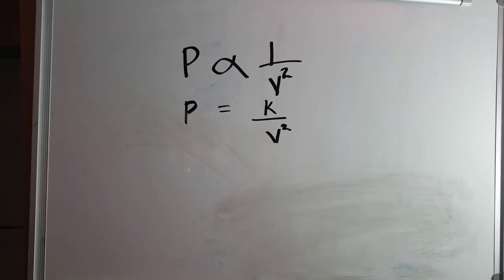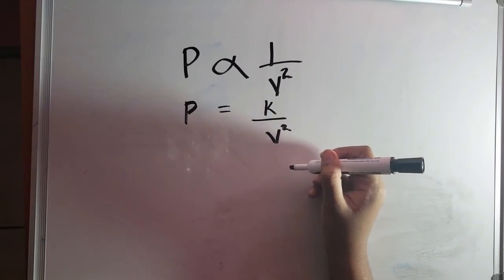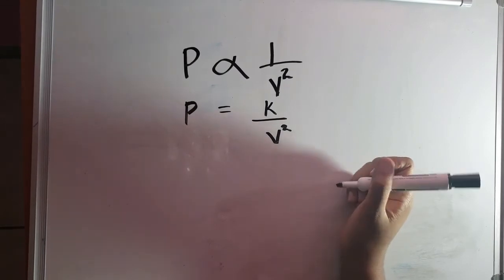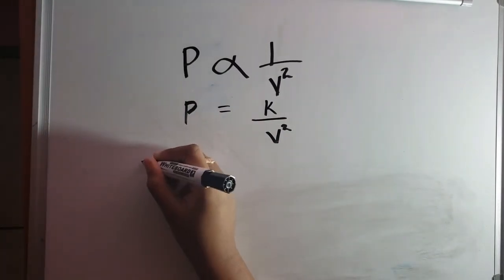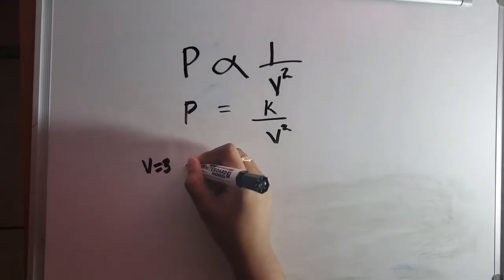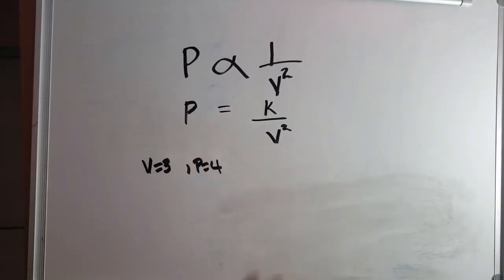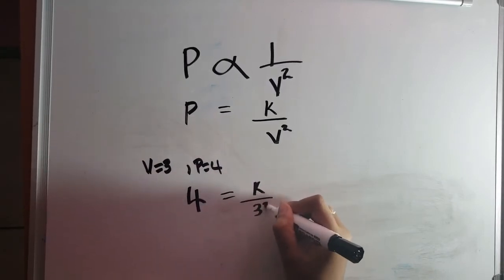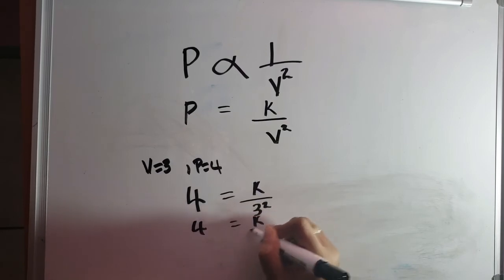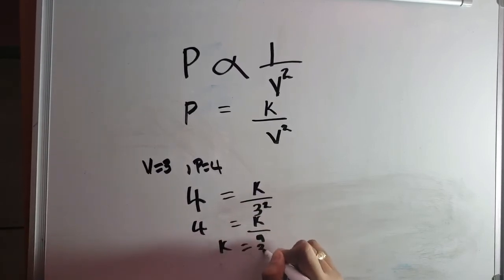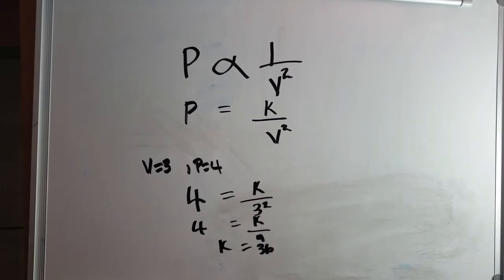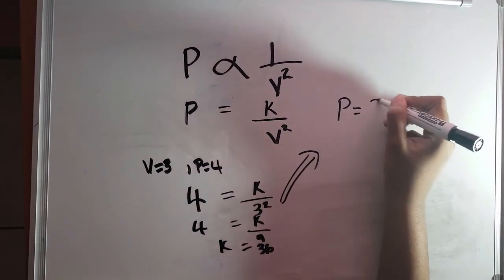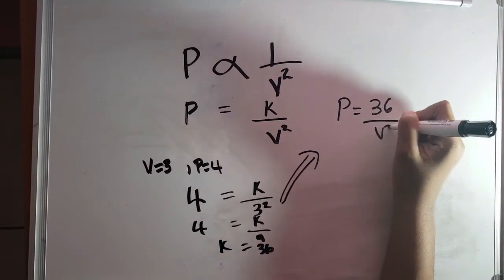Okay, so given that V is equal to 3 when P is equal to 4, determine the positive value of V when P is equal to 1. So we use the first part. We know that V is equal to 3 when P is equal to 4. So using that part, we know that 4 is equal to K over 3 squared. 4 is equal to K over 9. Therefore, K is equal to 36. That's great. So we have a value for that constant. So the equation now becomes P is equal to 36 over V squared.